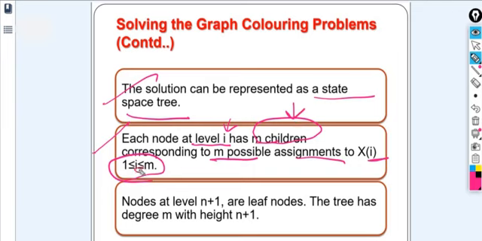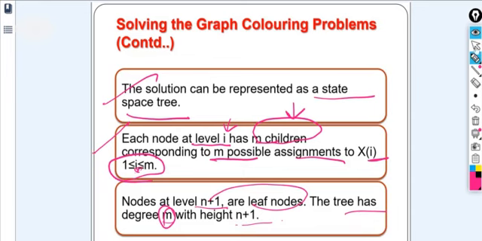So the level values depend on the children, and we need as many different colors as m, because all these may be adjacent. That's why we need different colors for the adjacent nodes. Nodes at level n plus 1 are the leaf nodes, and the tree has degree m with height n plus 1, right? So it's all about the graph that we have to color, right?